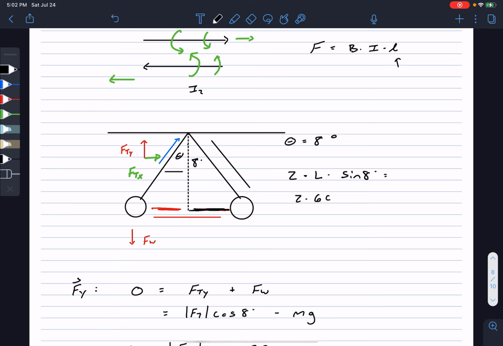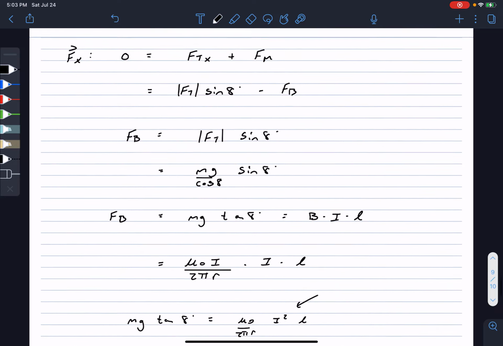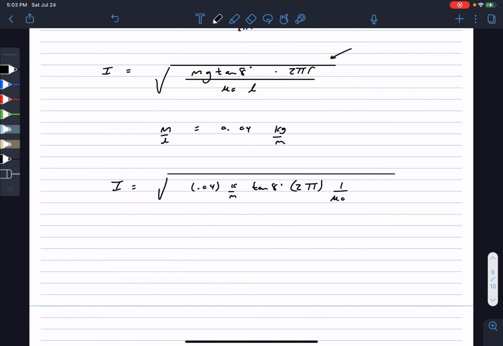So that's 2 times 6 centimeters. We're told that. Otherwise, 0.06 meters, sine of 8 degrees. And that gives us a value of 0.0167 meters, or 1.7 centimeters. Okay, so that's our value of R. So we take that and plug it in. 0.017, we'll say. Okay, so now we have everything. There's nothing missing. We know this, this, and we plug it all in. We end up with 67.82 amps. That's what I got.